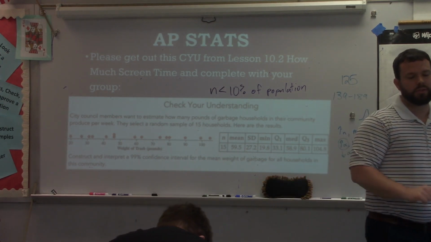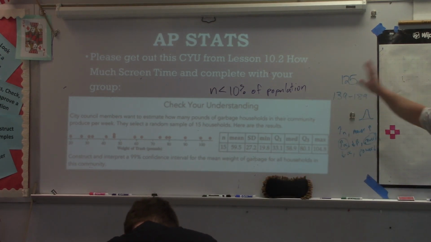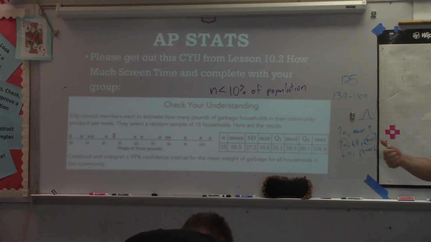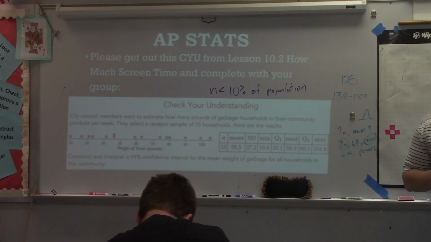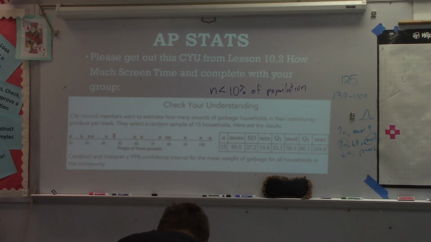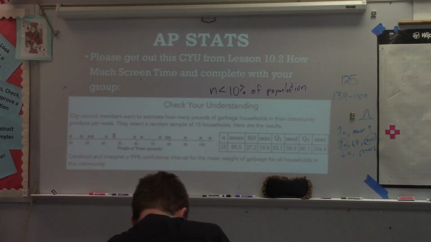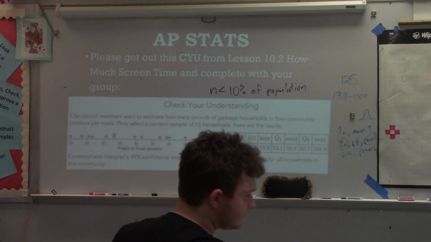Notice the language I used there was because that sample shows no heavy skewness and no outliers, it is reasonable to believe the sampling distribution is approximately normal. You will never see me just say random check. You will never see me say approximately normal check. You got to speak to what is actually being said there. So keep that in mind when you're doing these things.